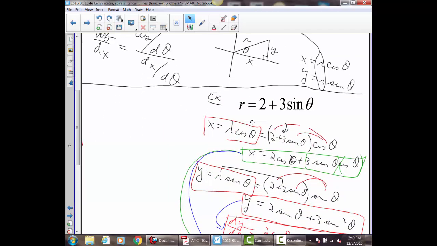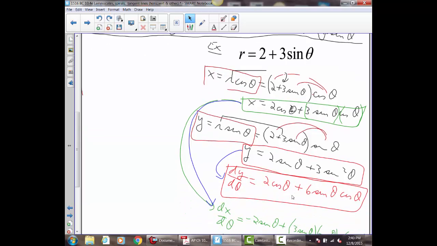So here's another example, r equals 2 plus 3 sine theta. First I'm going to get x and y in terms of theta. So x is r cos theta, well r is 2 plus 3 sine theta times my cos theta, distribute, and that's what I get. y equals r sine theta, well there's my r, times sine theta, and distribute.